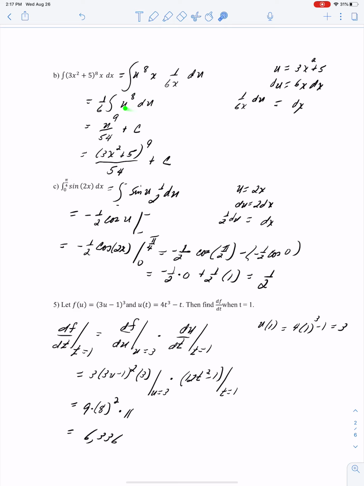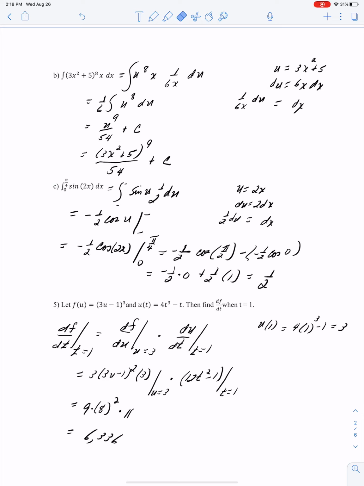Now, I can proceed because all my x's have gone away. I'm only talking about u. So I just need to integrate u to the 8th, which is u to the 9th divided by 9. Remember, I have a 1/6 out here. u to the 9th divided by 54, add c. I'm not done yet because I need to plug back in for u. And I get 3x squared plus 5 to the 9th divided by 54, add c. And that's a little review of u substitution. The next example is u substitution, and it is a definite integral, so from 0 to pi over 4.